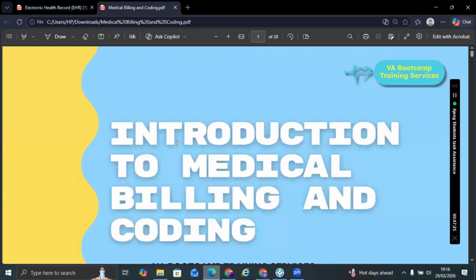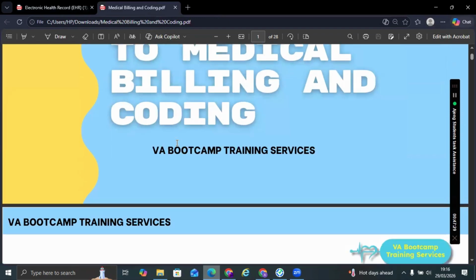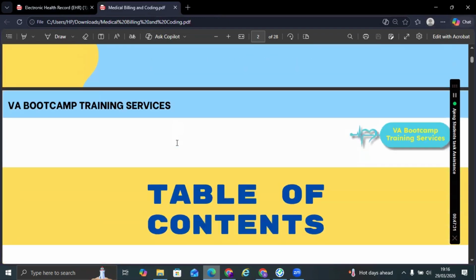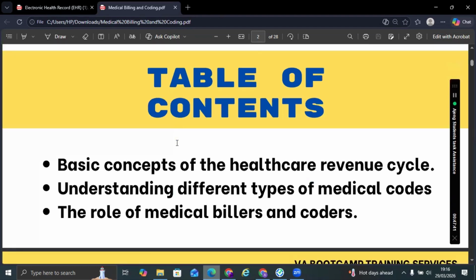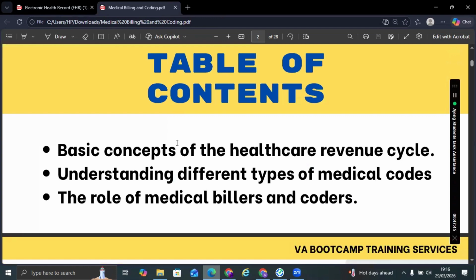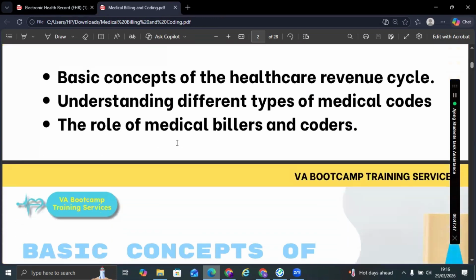It's about medical billing and coding. This is the table of contents. We will learn about the basic concept of the healthcare revenue cycle, then understand different types of medical codes and the role of medical billers and coders.